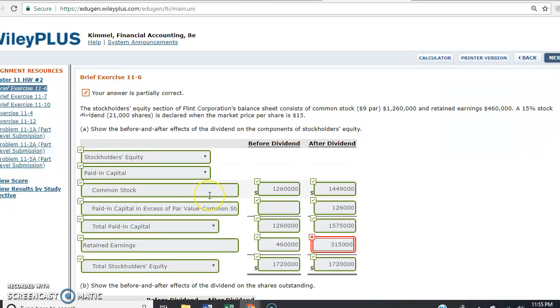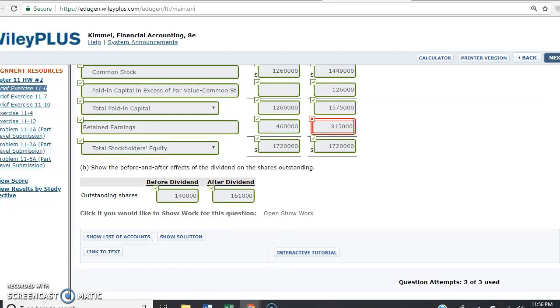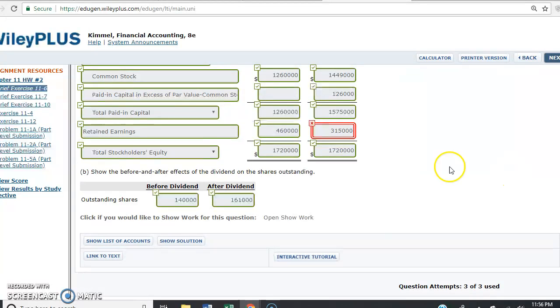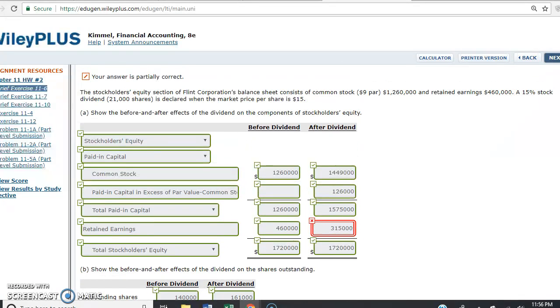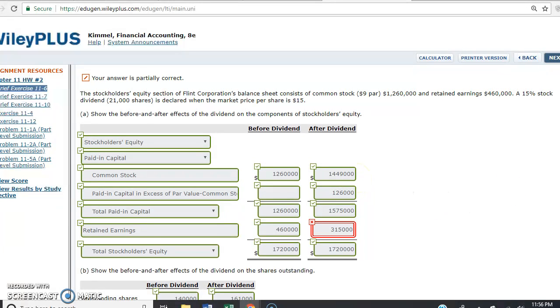We're then told that there is a 15% stock dividend and that the market price per share is $15. To find the after dividend common stock amount, all we do is multiply our par value, which was $9, by our new outstanding share amount, which is 161,000 total shares. That gives us our answer for the new common stock value, which is $1,449,000.